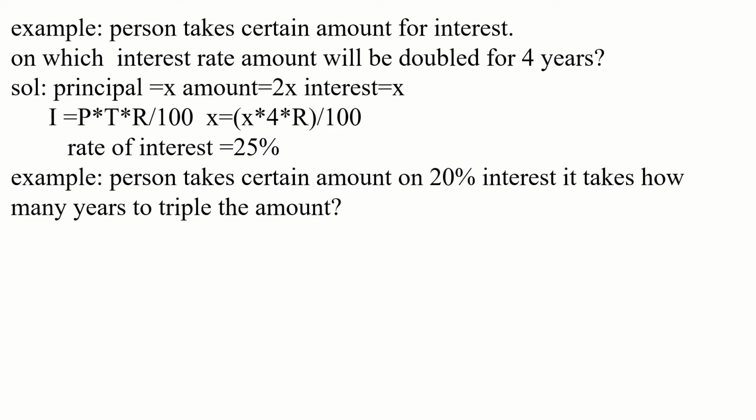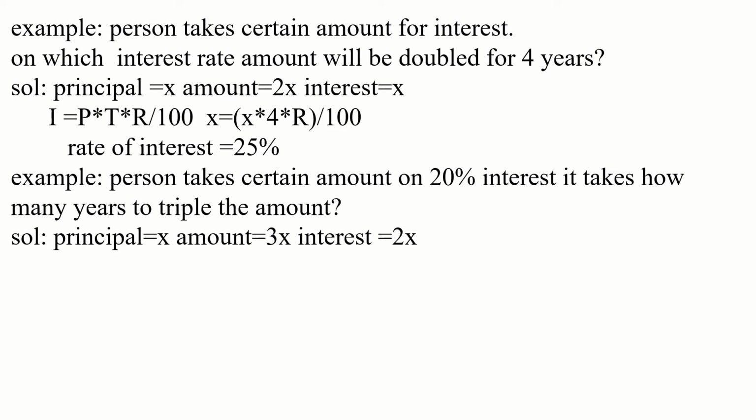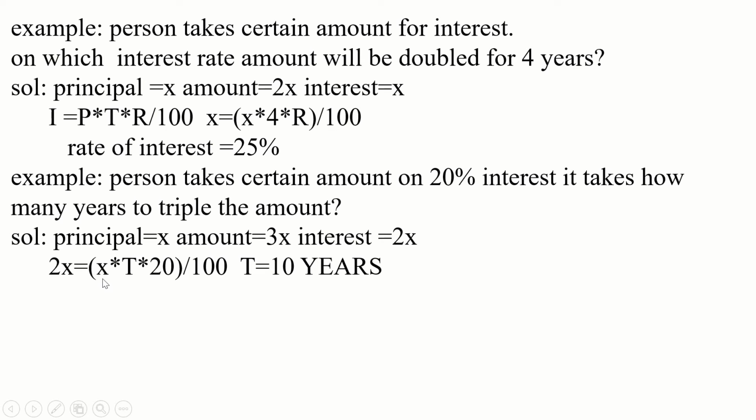So here also the same procedure, like principal is x, amount is 3x, interest is 2x. This time they just change the variables only. This time he has given the rate, we have to find the time. A very simple thing, I is equal to PTR by 100. So P is equal to x, interest is 2x, and interest rate is 20%. If we solve this, we get 10 years. It takes 10 years to triple the amount.